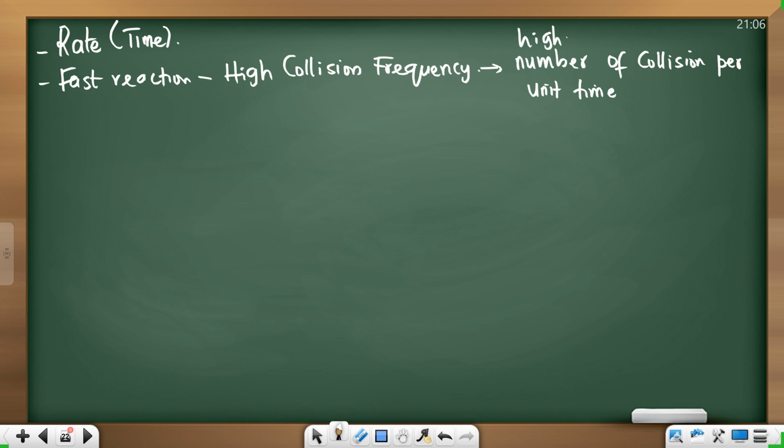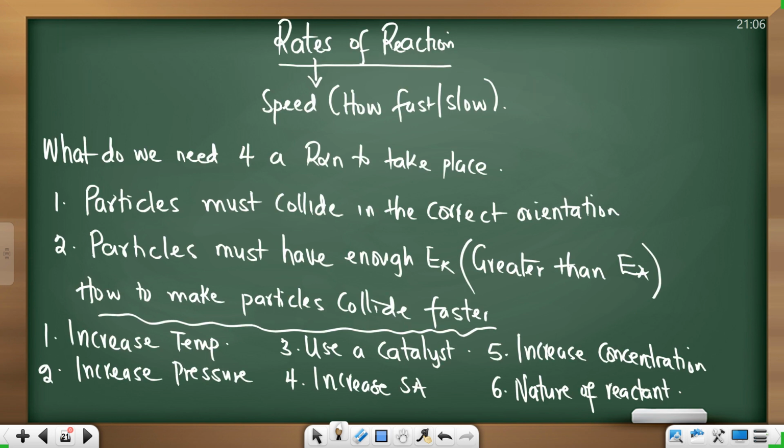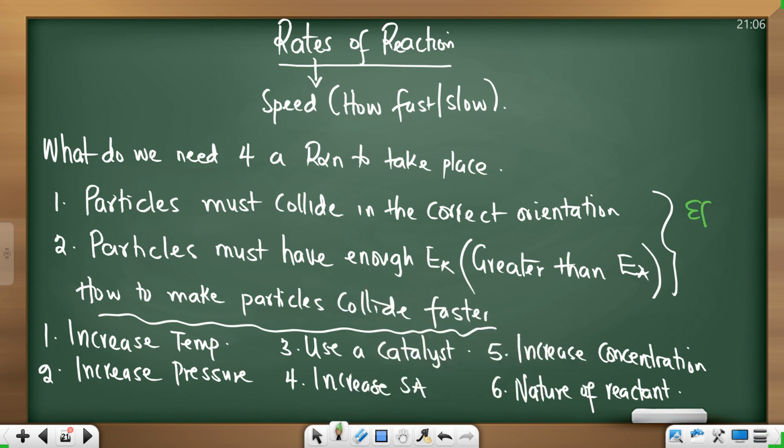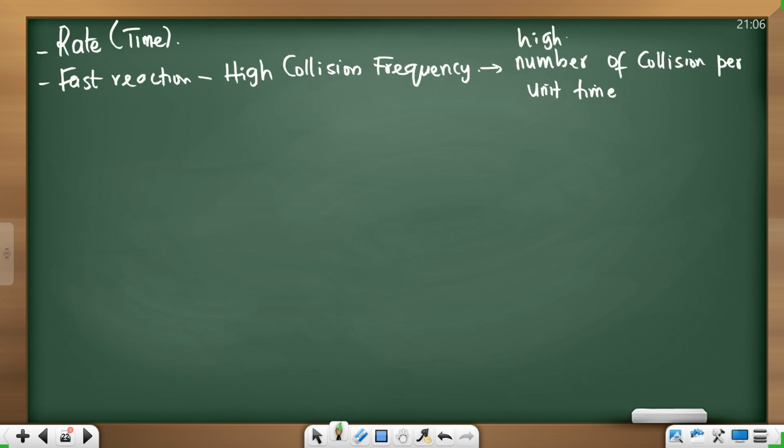Good. Yes, you can also say effective. Our effective collisions actually come from here. When is a collision said to be effective? A collision is said to be effective when particles collide in the correct orientation and they have enough kinetic energy. The more effective collisions you have, the faster the rate of reaction, because it's now a successful collision.